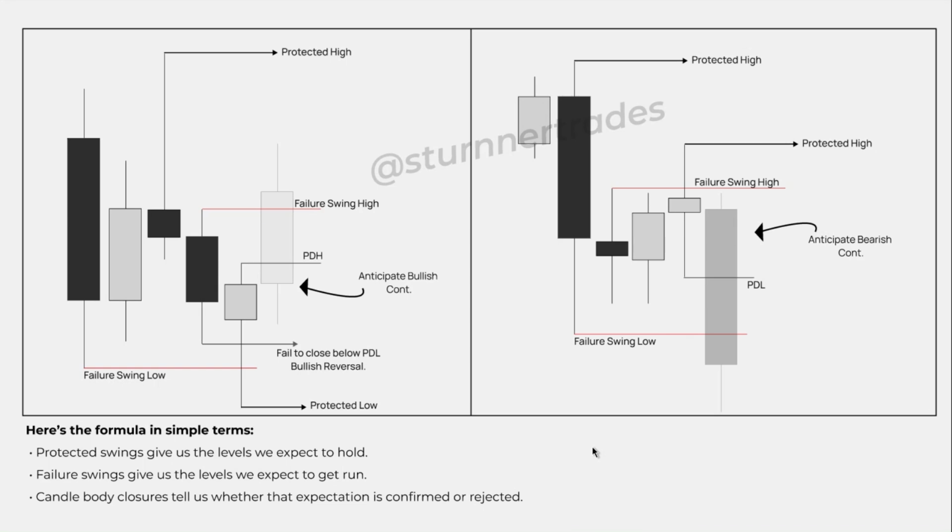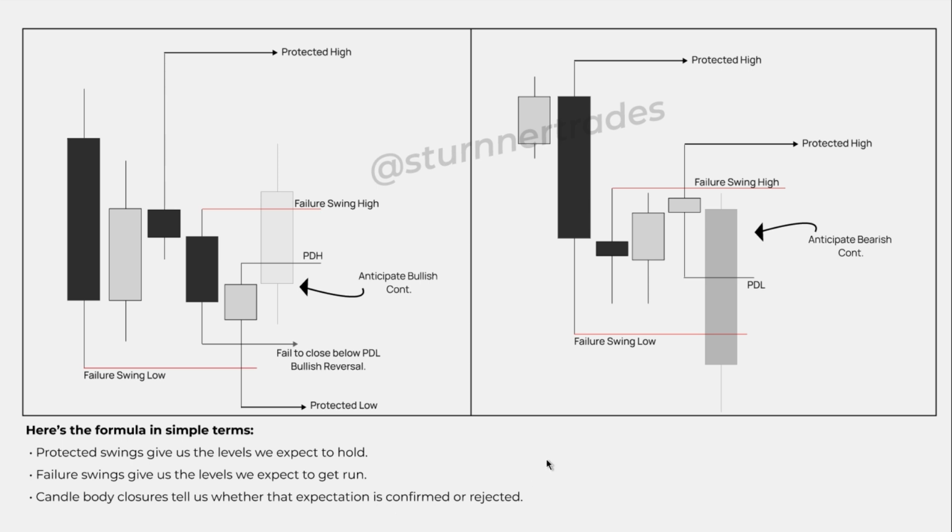So now here is the key relationship between protected swings, failure swings, and body closures, because this is really what brings the whole bias together. And here is the formula in simple terms. Protected swings give us the level we expect to hold. Failure swings give us the levels we expect to get run. And candle body closures tell us whether the expectation is confirmed or rejected.